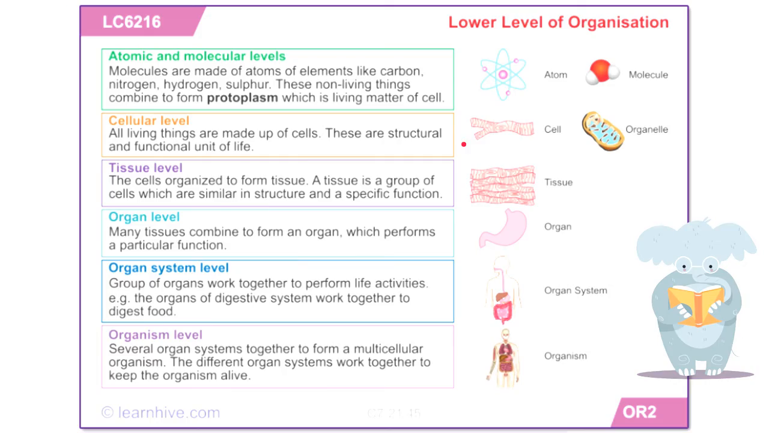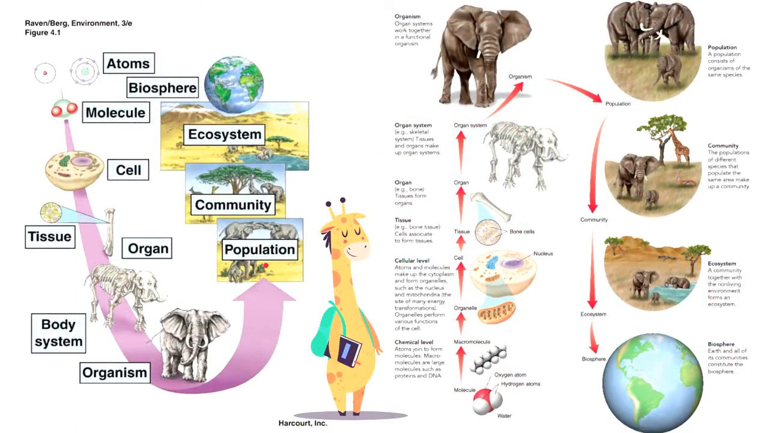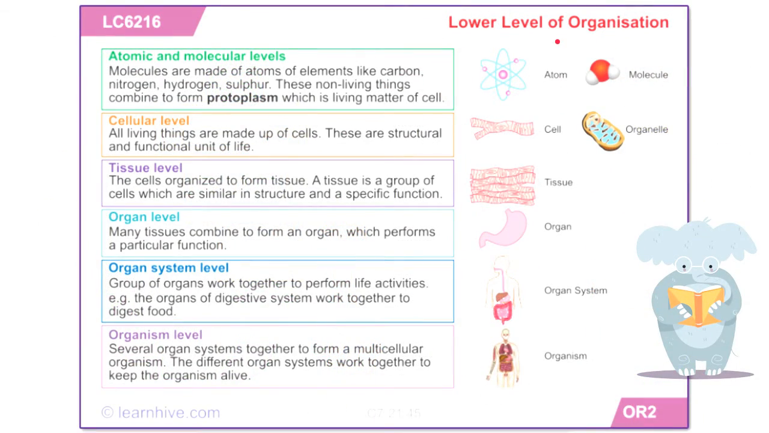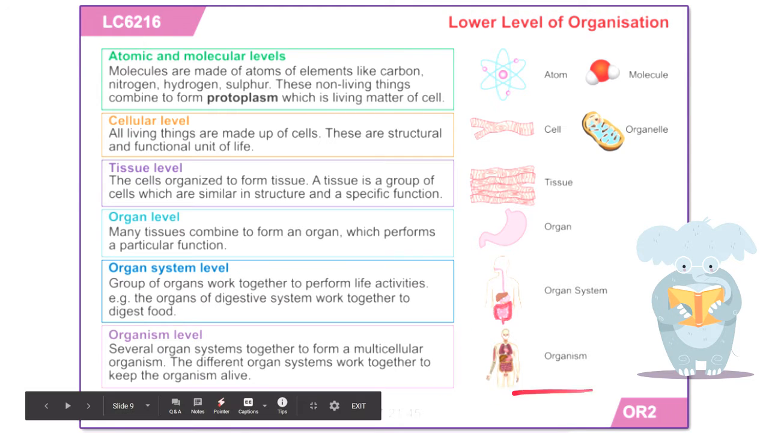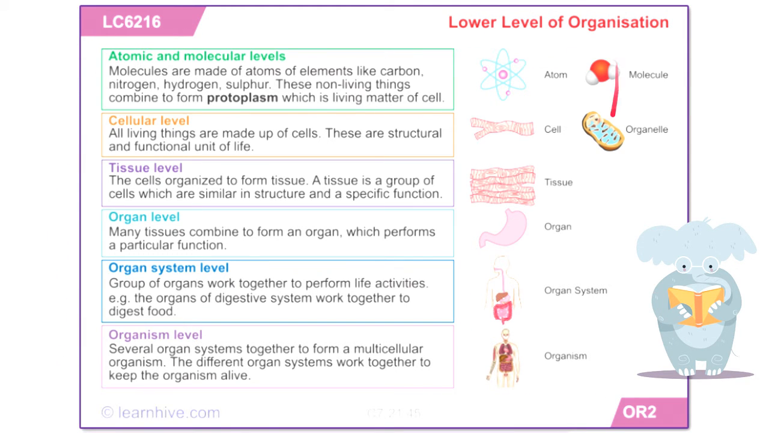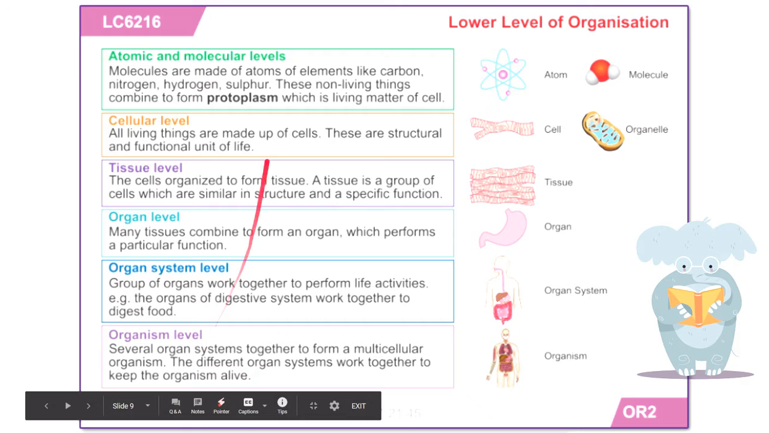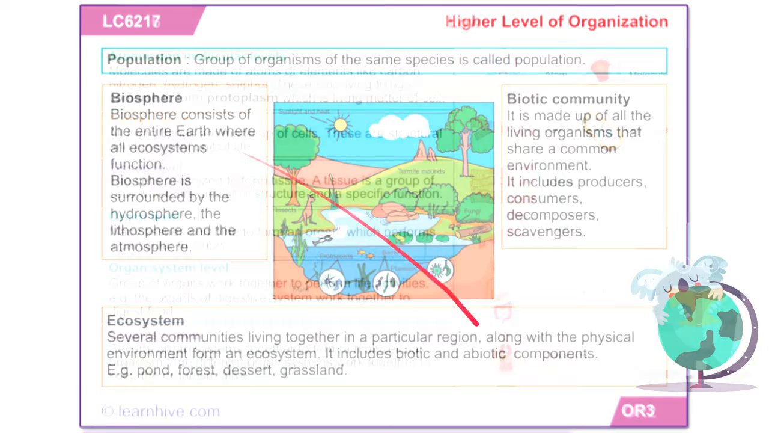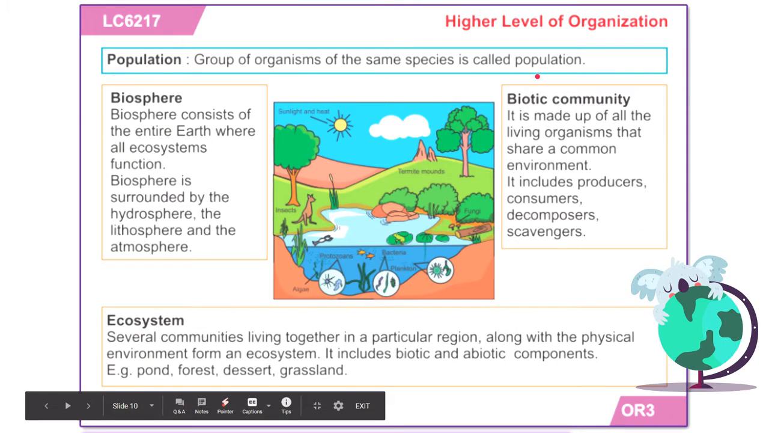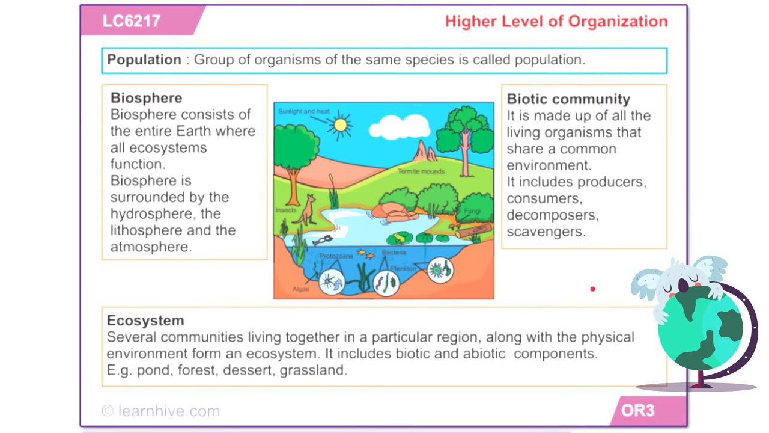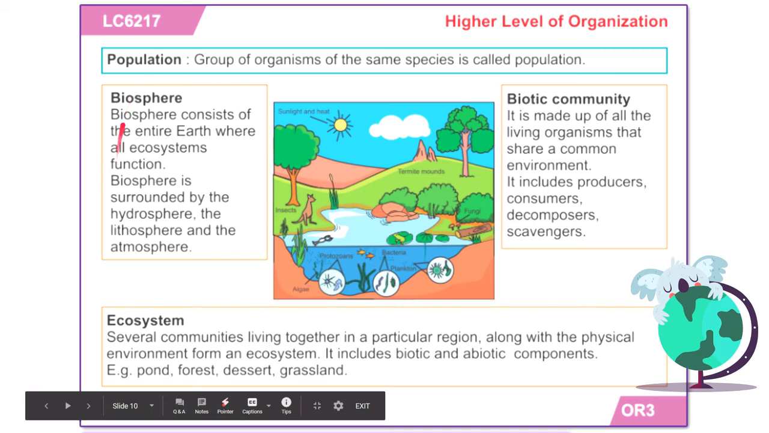So we can actually cluster the levels into lower levels. Those are the smaller levels, from atom to cell, tissue, organ system, up to the organism. So these are the lower levels of organization. You can read the description here. And then higher levels, so these are more numerous. From population to a community, then ecosystem, then biosphere. So those are the higher levels of organization.